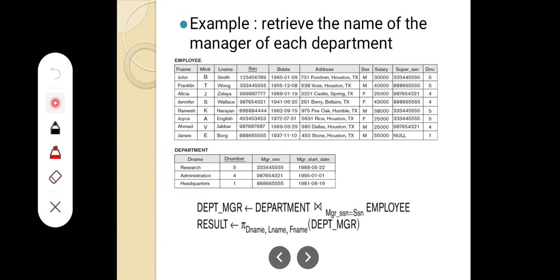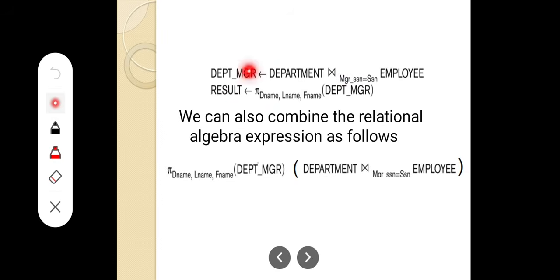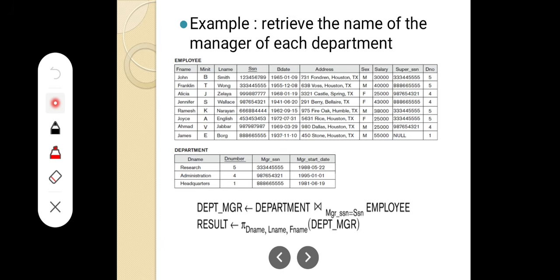Okay, we can also combine these two into a single relational algebra expression like this. First of all we join these two. On this joined relation we will apply the project operation, pi d name, l name, f name on this one. Okay, so this is another concept. Clear? So this is how we write relational algebra using the join operation.